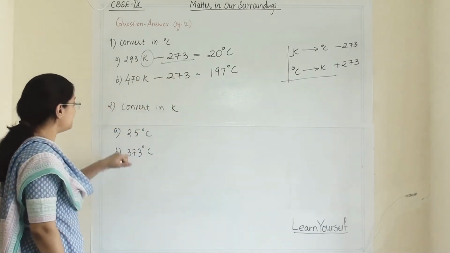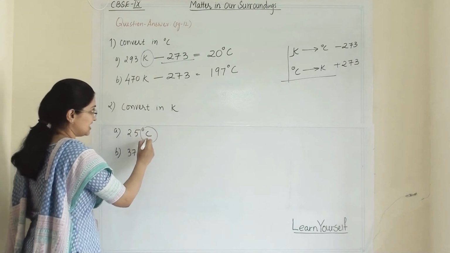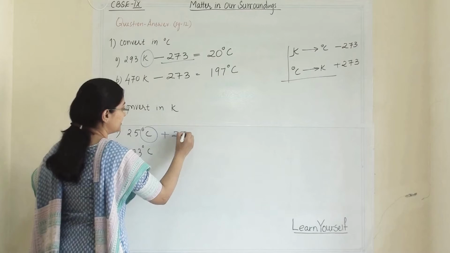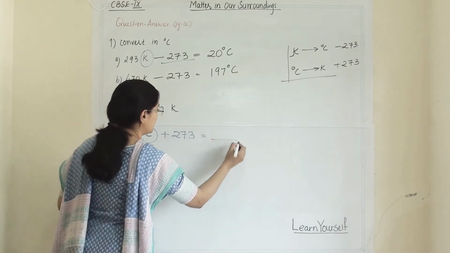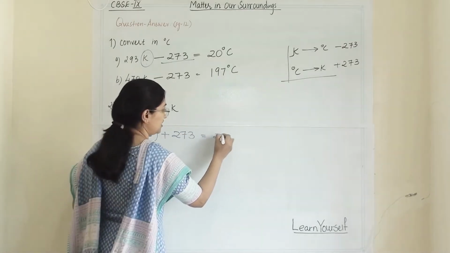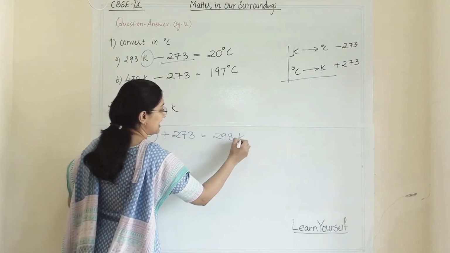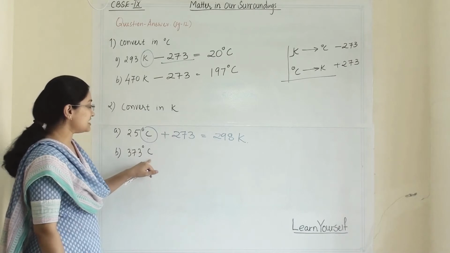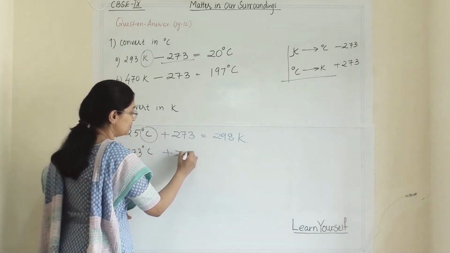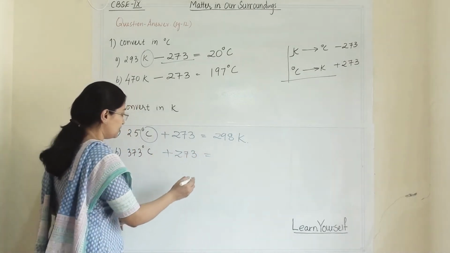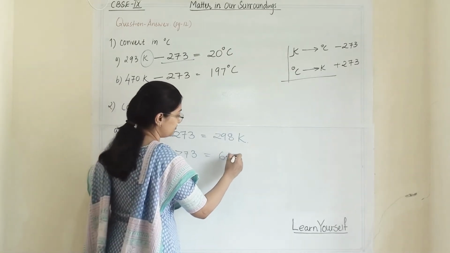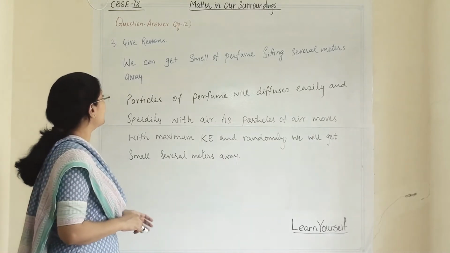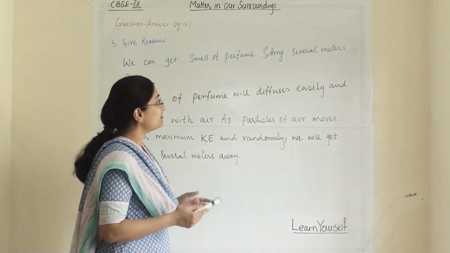So when Kelvin scale is there, we have to subtract 273. Now whenever we have degree Celsius scale and we have to convert it into Kelvin, then we are adding 273. So the answer we will get is 298 Kelvin. Here 373 degrees Celsius is there. So when we are adding 273 into it, we will get 646 Kelvin.